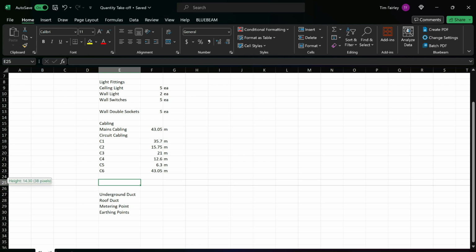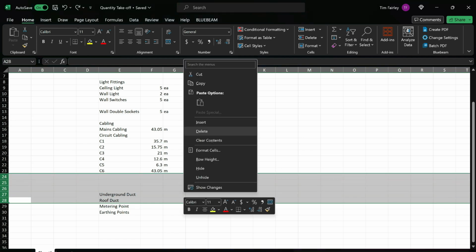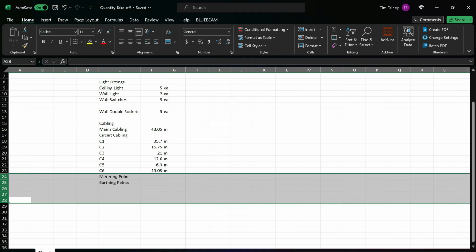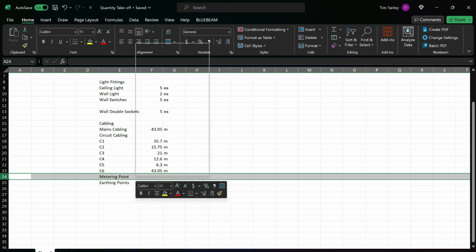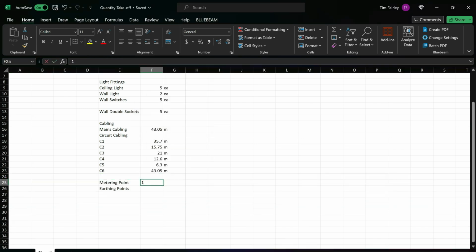Now, I could go and do all these duct lengths in detail, but I'll skip that because the principle is exactly the same. We're just measuring lengths. So just also fill out that we've got 1 metering point and 2 earthing points. And that's our electrical quantities.